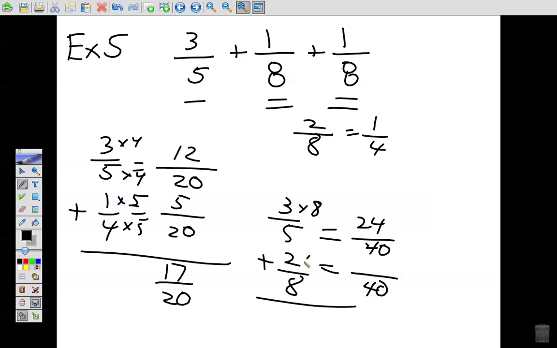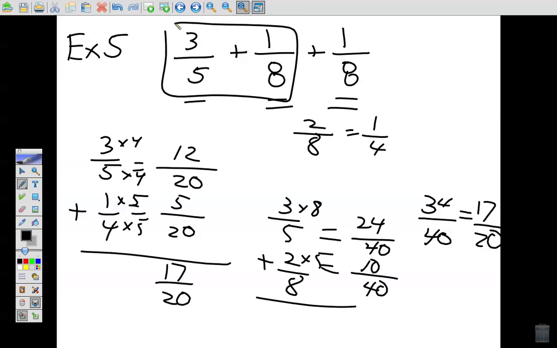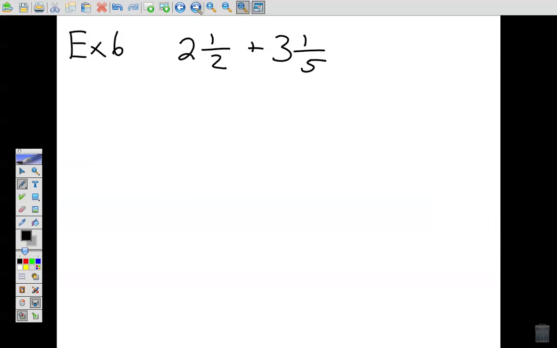8 times 5, 2 times 5 is 10. What do I get over 40 there? I get 34 over 40, but I can divide them both by 2, right? 17 over 20, and we get the same answer as what we had. Now, what I was saying before, you could take 3/5 plus 1/8, add those together, find a common denominator, take that answer, and then add 1/8 to that answer. And do it that way, just add in order.